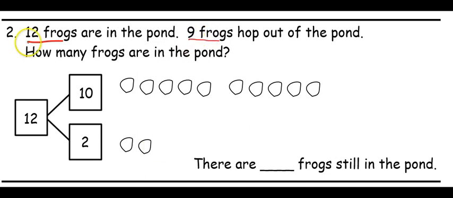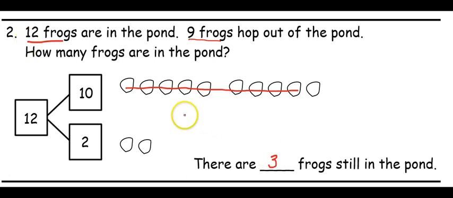Since 9 frogs hop out, we're going to cross off 9 of the circles in the top row. I'm just going to draw a line through 9 of them. I know I have to leave 1 at the end in order to cross off 9. The remaining circles are the frogs that are in the pond. So I have 2 on the bottom row and 1 in the top row. So there are 3 frogs still in the pond.